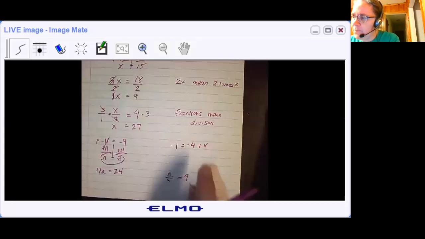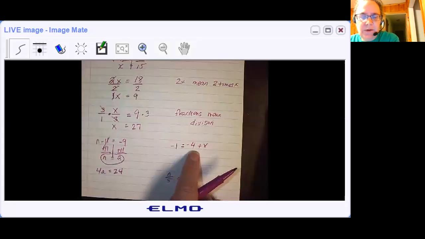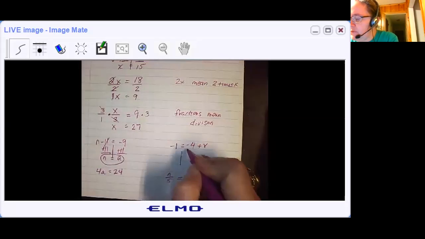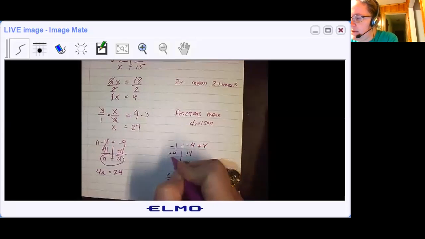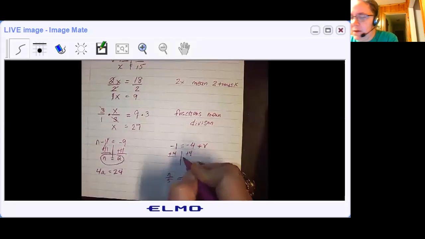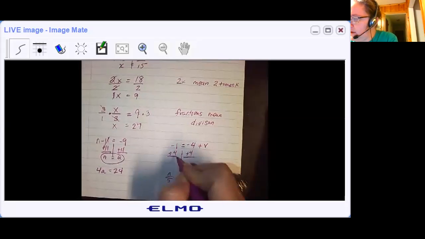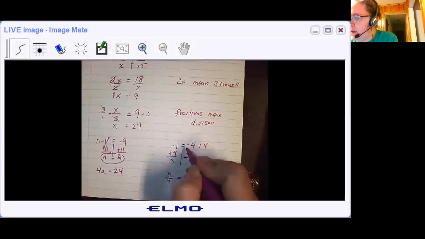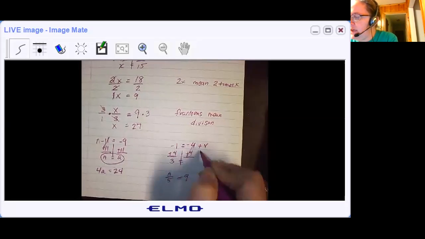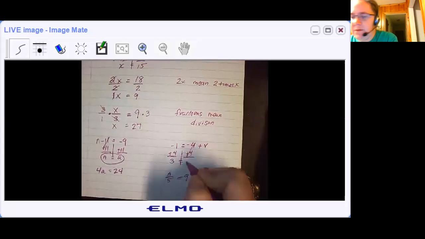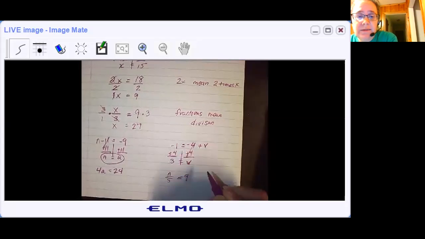Here's my variable. I've got -4 that needs to disappear. So what's the opposite of -4? The opposite of -4 is +4. I do that to both sides. -1 plus 4 is 3. -4 plus 4 is 0. Plus v just gets written up as v, and it's done.